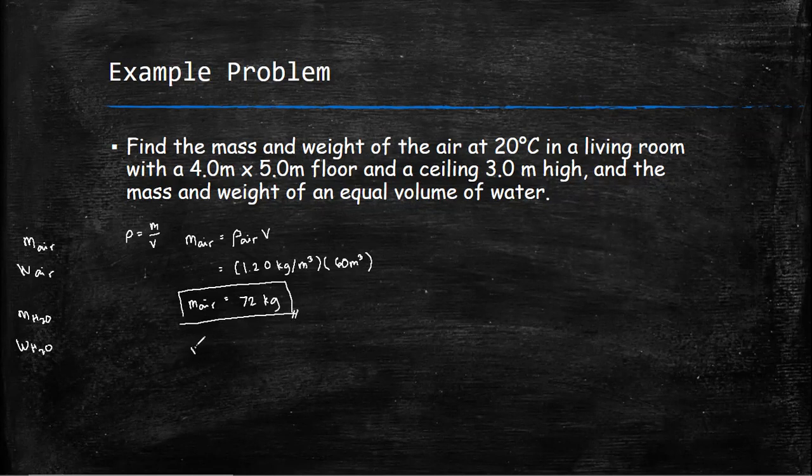Now, to get the weight of the air, we're just going to multiply the mass of the air with the gravitational acceleration. Therefore, 72 kilograms times 9.81 meter per second squared is equal to 700 and kilogram times meter over second squared is equal to Newton.